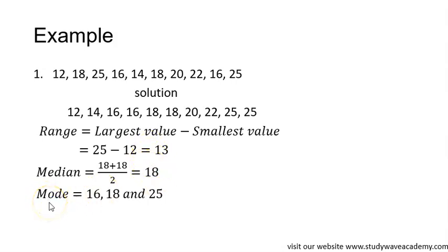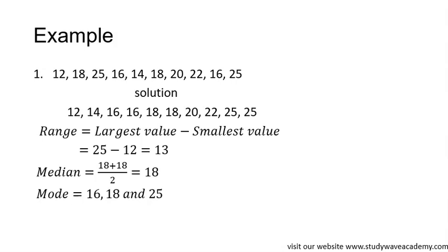Now the mode is the number that appears more frequently. The value that appears more frequently. And here, which appeared more? We have two 16, two 18, and two 25. So 16, 18, and 25 appeared more. So the mode is 16, 18, and 25. Do you understand?